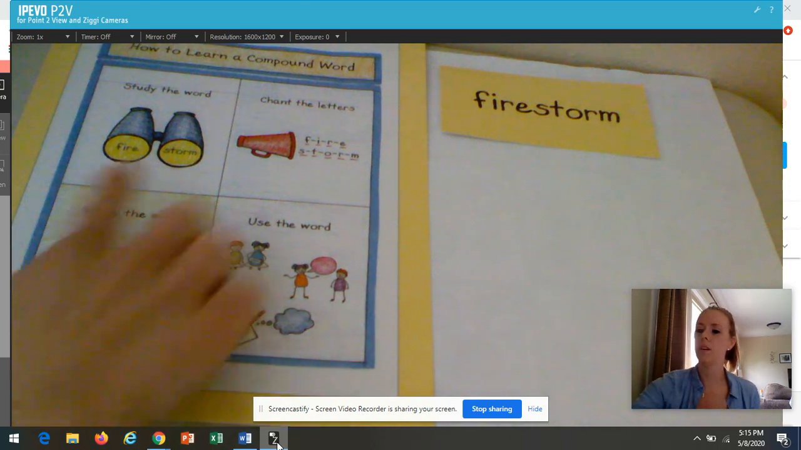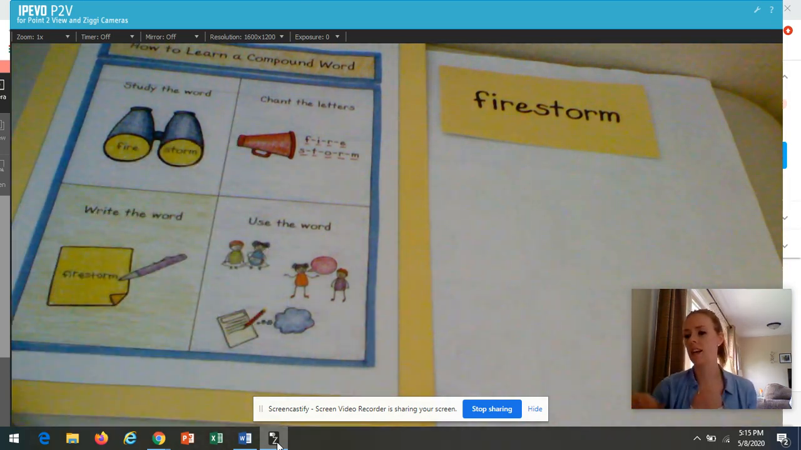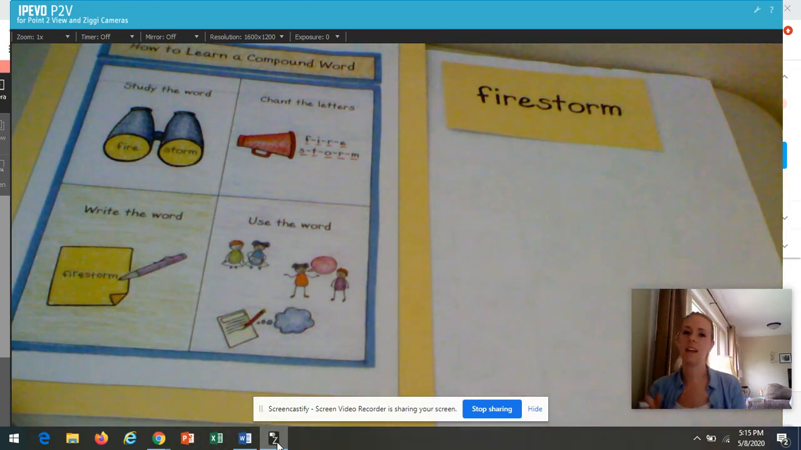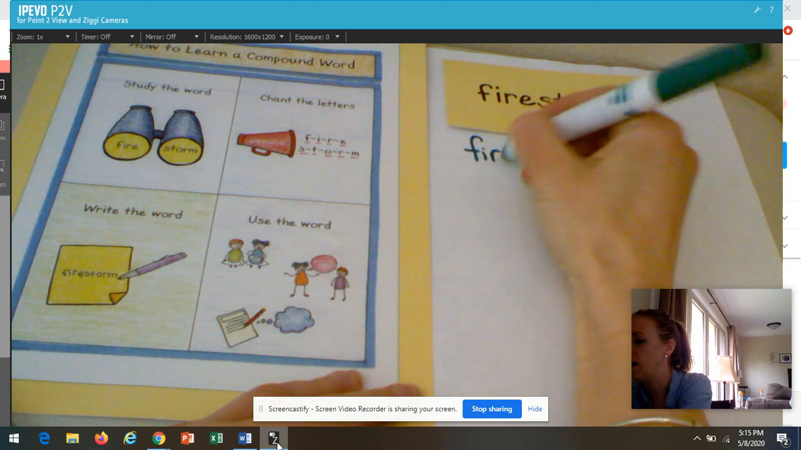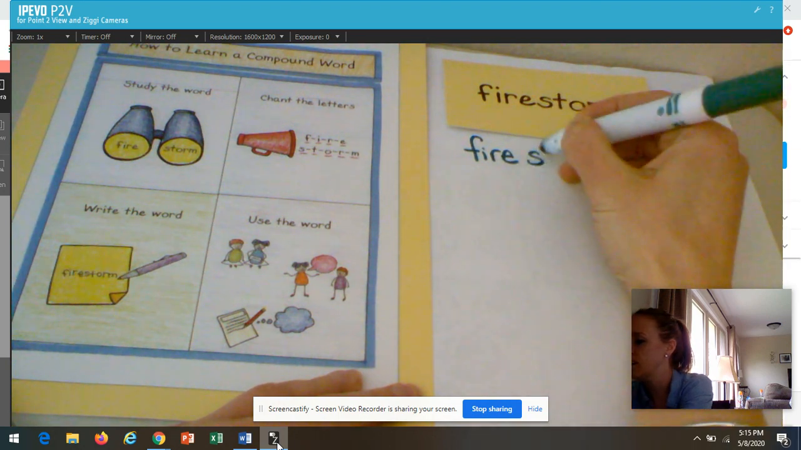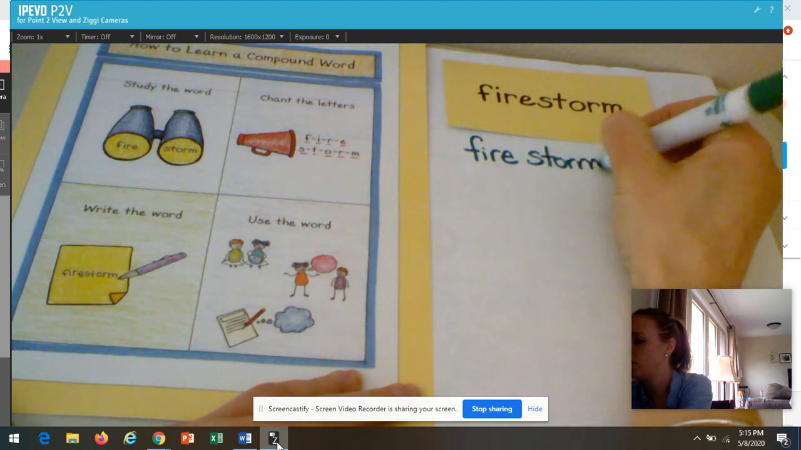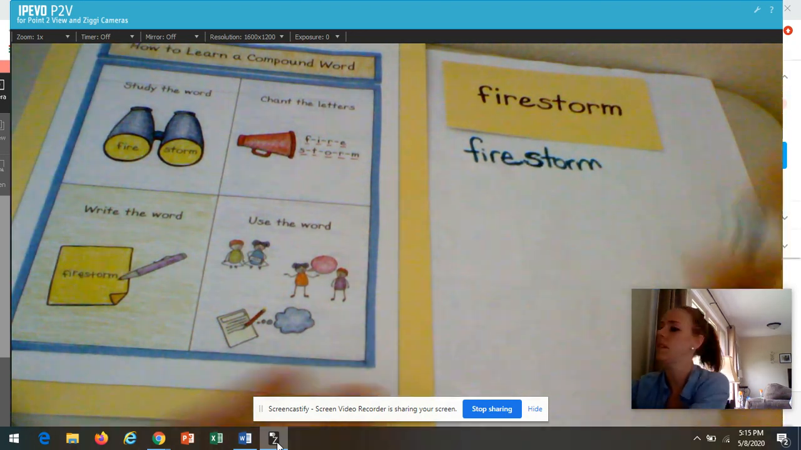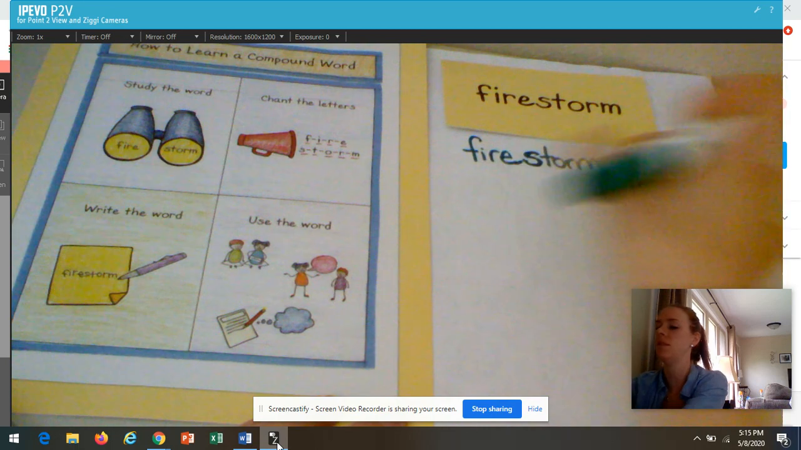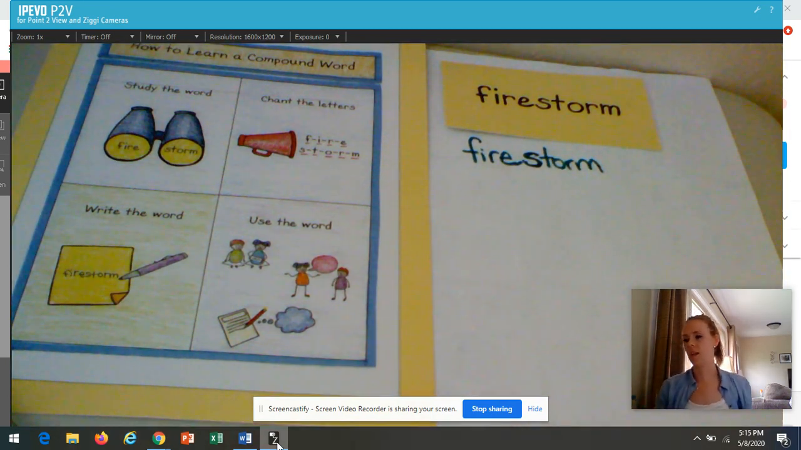Okay, so now I've studied the word, I have chanted the letters, and now I'm going to write the word. And it might be helpful to say the letters again as you write it. Firestorm. Those are kind of far apart. So it's a compound word. Make sure you put them close to each other. I accidentally spread them out a little bit.